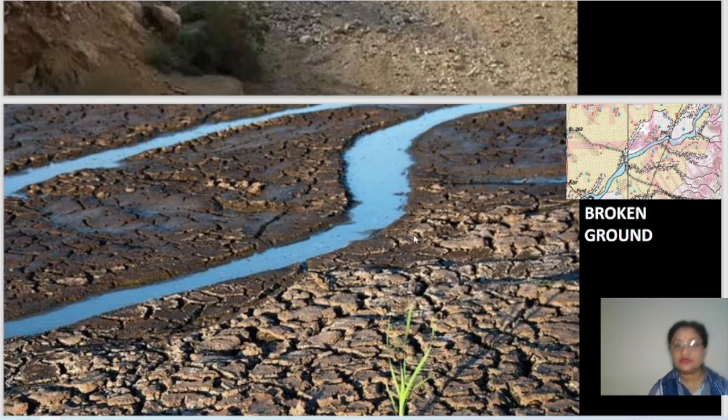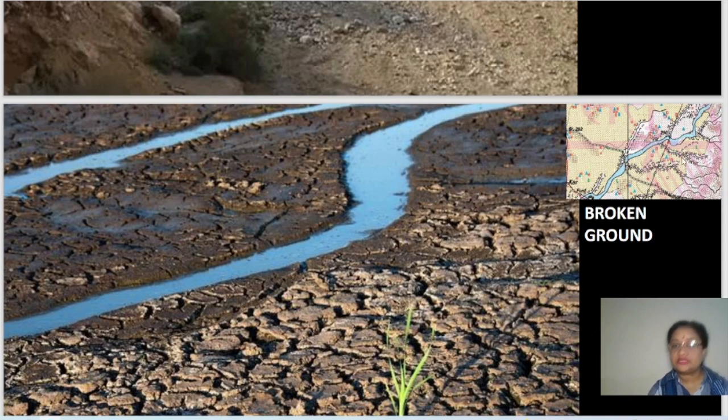So it's seasonal rainfall which is present there. It covers the soil, and after that again during a dry season it is without any water cover. So it develops into this type of thing, right? This is called broken ground. Several cracks develop over the surface.